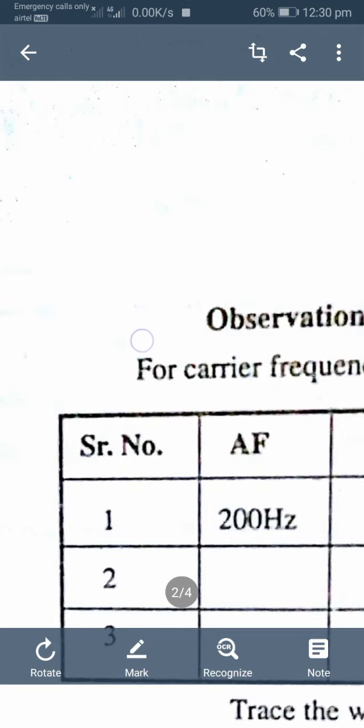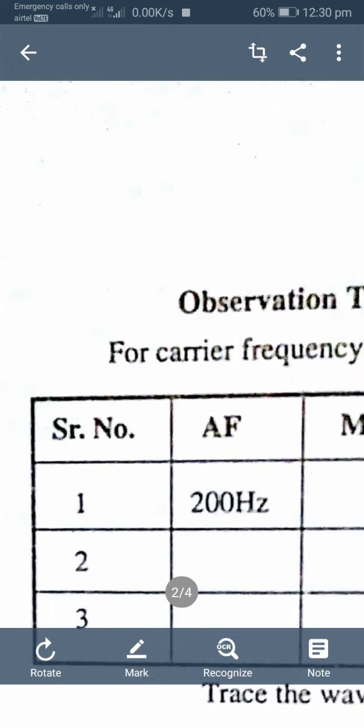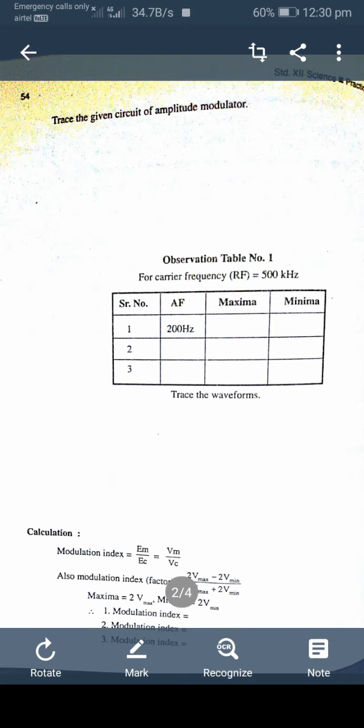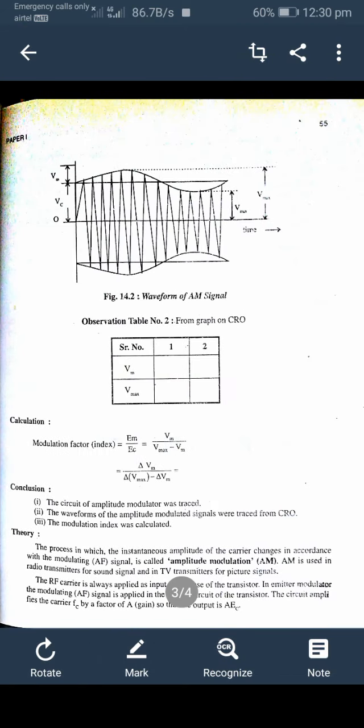The theory required for this experiment is the process in which the instantaneous amplitude of the carrier changes in accordance with the modulating signal, meaning AF audio frequency, is called amplitude modulation. AM is used in radio transmitters for sound signals and in TV transmitters for picture signals.